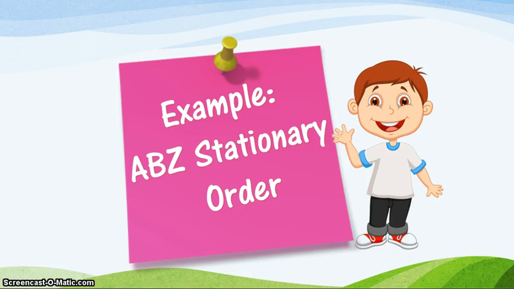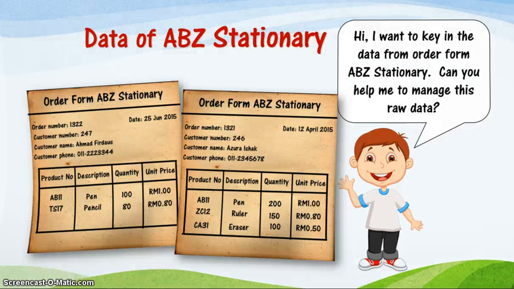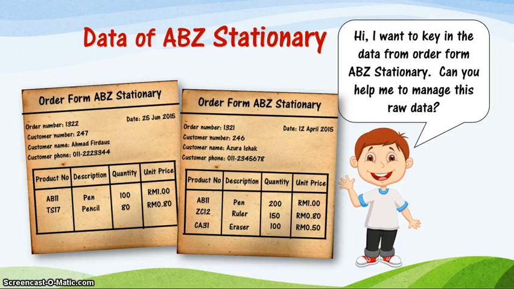The example is on ABZ Stationery order. Okay, let's go to the next slide. I'll give you the data of ABZ Stationery. This is a form, an order form. We can call it a receipt order from ABZ Stationery. The problem is how to key in the data from the order form. So how can we key in? How can we manage the data from the receipt?